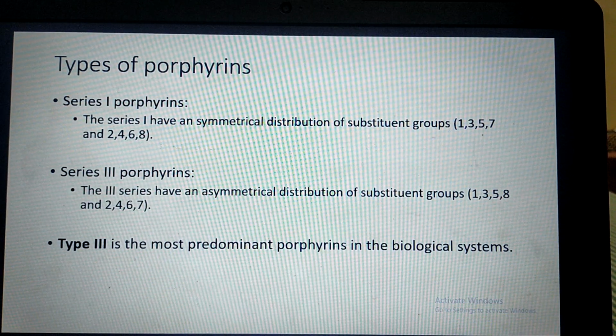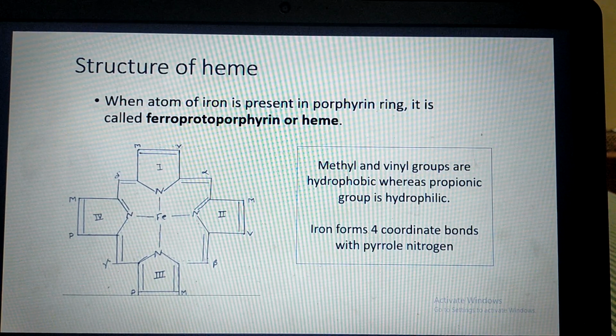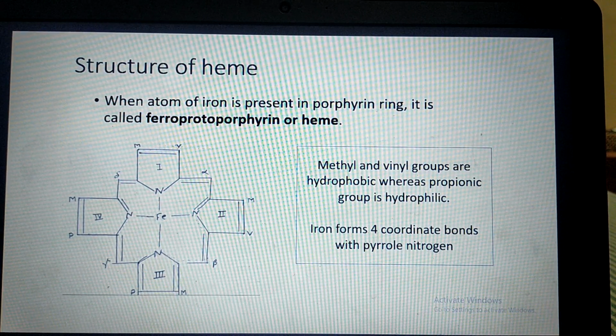As I have told you, series 1 porphyrins have a symmetrical distribution of substituent groups. Series 3 porphyrins have an asymmetrical distribution of substituent groups. In our biological system, that means in our body, type 3 porphyrins are predominant. After completing the structure of porphyrin, we see the structure of heme. In a porphyrin structure, when iron is introduced, it is called heme.